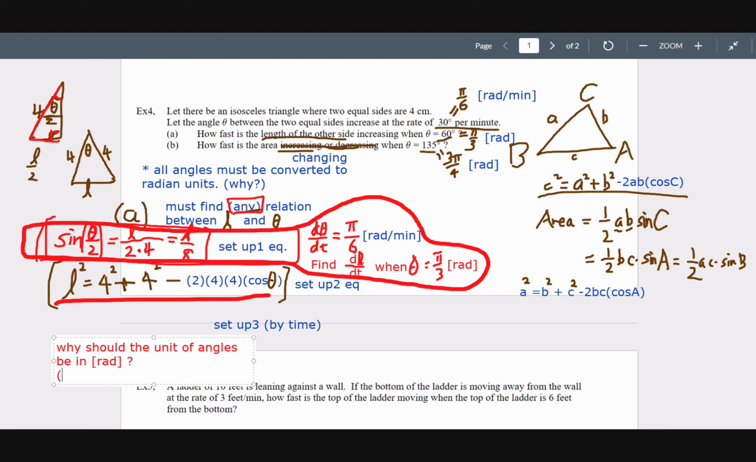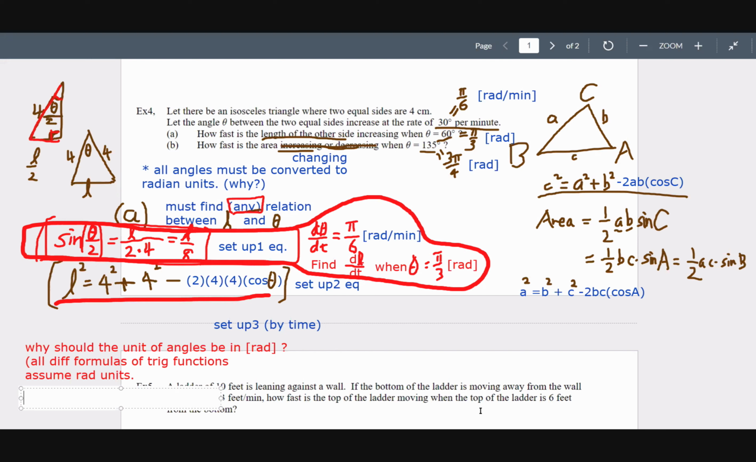For all the differentiation formulas of trig functions, assume radians. Again, if you do not take a derivative, then it could be degrees or it could be radians. So let me write this down. The reason why we need these radian units is because we take derivatives. That's why. So if there's no derivative, then what?